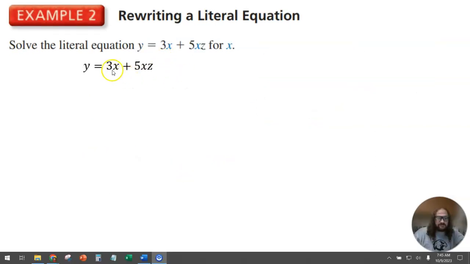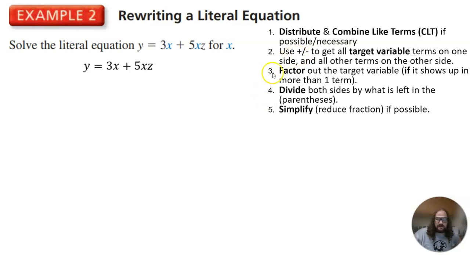In example 2, we're going to be solving for x. And you can see that on the right side of the equation, we have x in more than one term. So that means that we are going to need to do step 3, where we're going to factor out our target variable. Okay, distribute and combine like terms. There's no distributing, no combining like terms to do yet. Use adding or subtracting to get all the target variable terms on one side. X is our target variable, and we already have everything with X on the right and everything without it on the left. So step 2 is done.